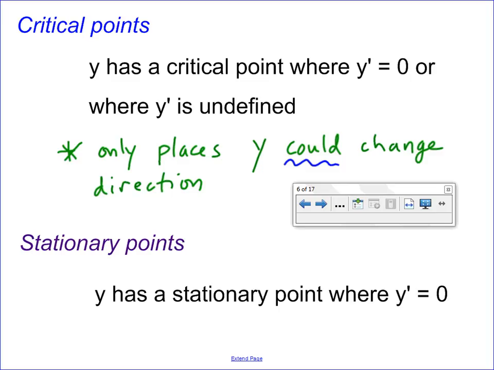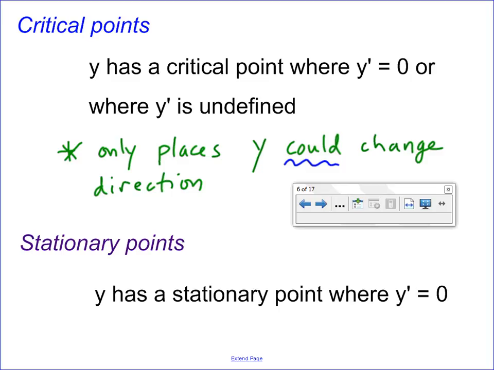Y prime need not change sign at a stationary point, right? Y prime just has to equal 0. So y equals x cubed has a stationary point at x equals 0, but so does y equals x squared, my total bowl shape function. That still has a stationary point at x equals 0, just because y prime equals 0.